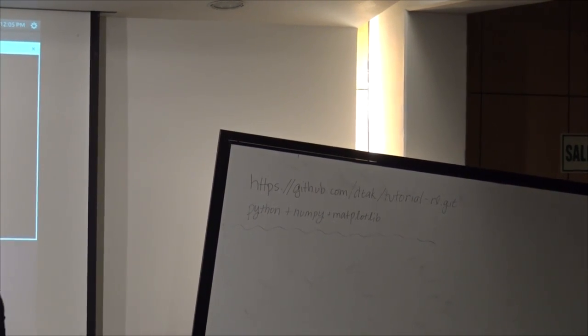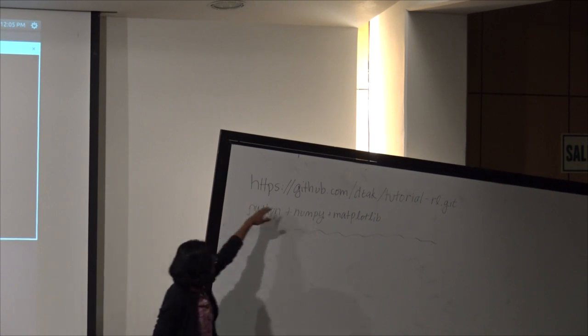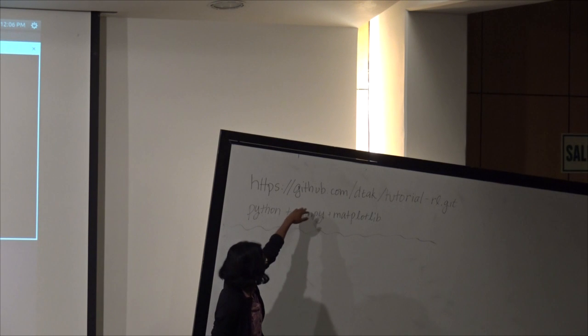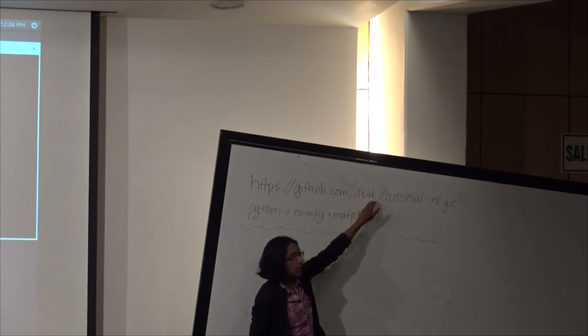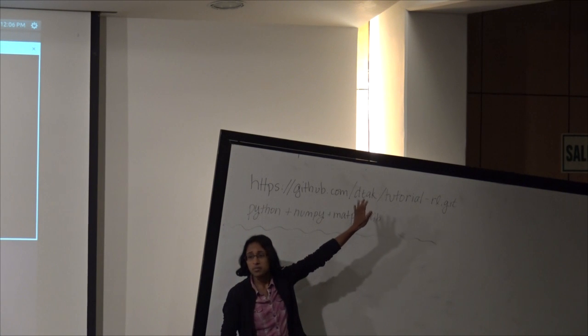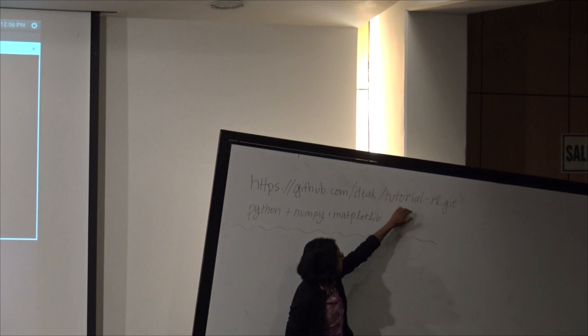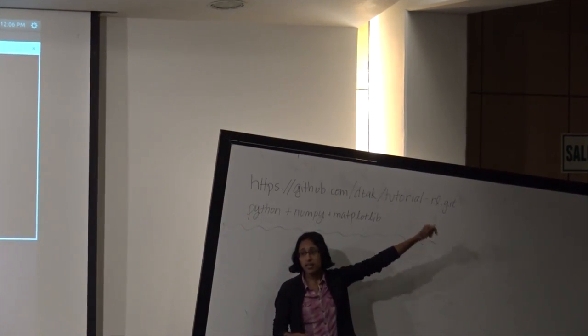Eric? Sure, yes. So https://github.com. It's a GitHub repo, DTAK. That's my group's name, Data to Actionable Knowledge. And then the name of the repository is tutorial-rl.git.